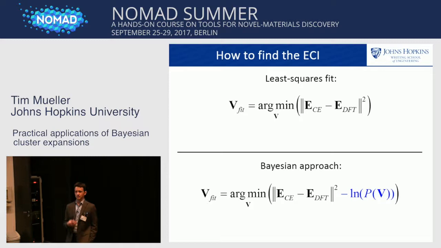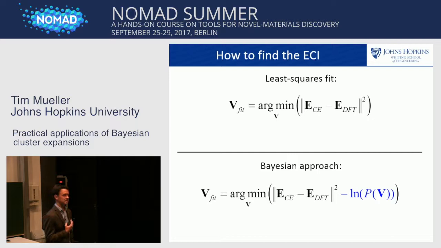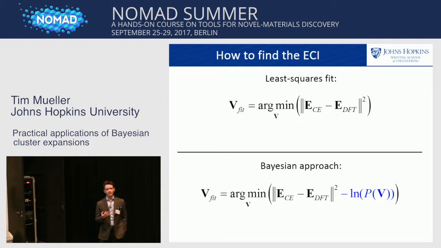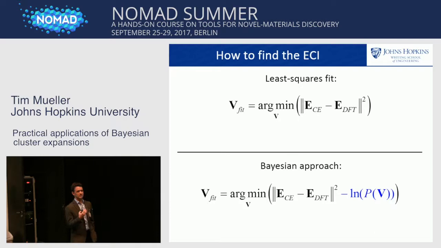So what is this term, the prior probability? This is what we think the coefficients would be before we've actually generated any training data. And so the question is, isn't that kind of biasing your results? Well, the interesting thing is that if you actually work through the math, this term is always there. Even when you're doing a least squares fit, that term is there implicitly. You might just not be explicitly aware of what it is.